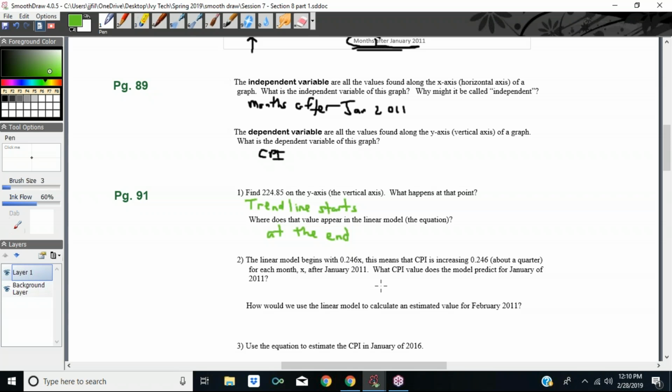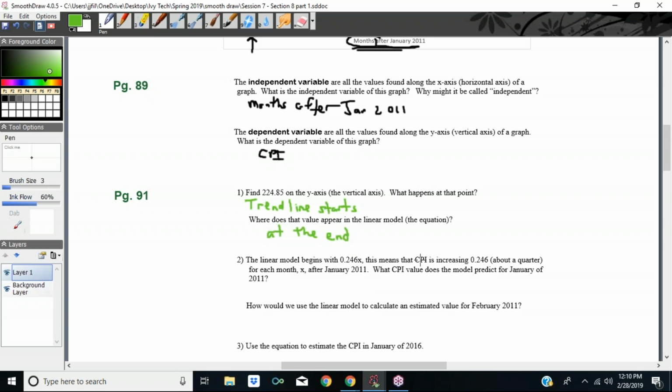The linear model begins with 0.246x. This means that CPI is increasing. 0.246 is about a quarter, right? 25 cents for each month x after January 2011. And it wants to know what CPI value the model predicts for January of 2011.